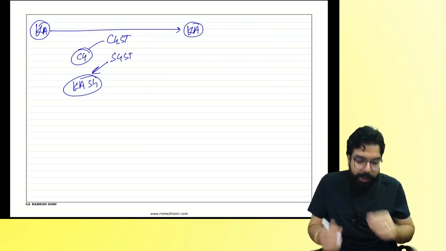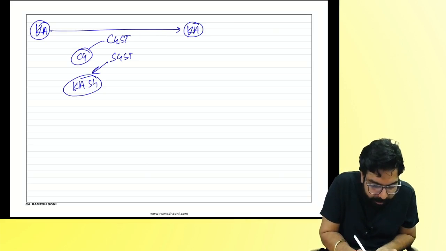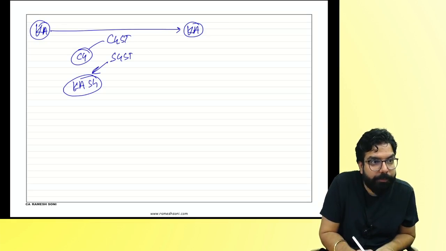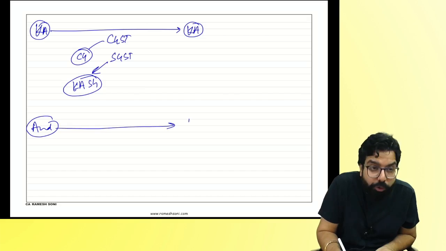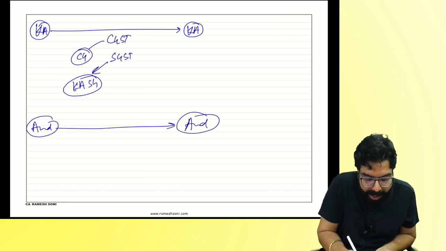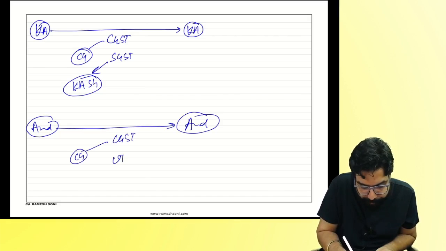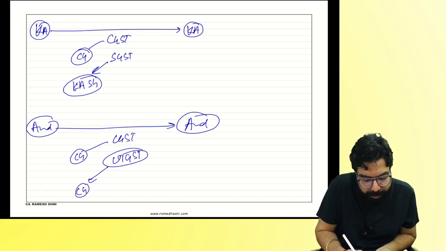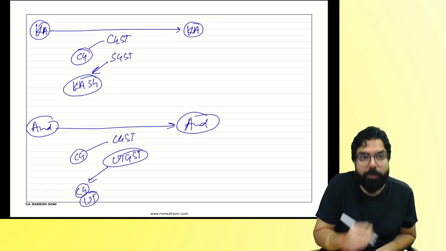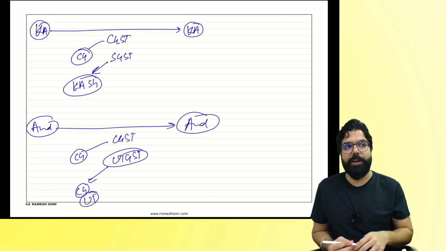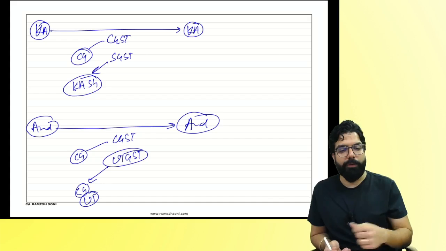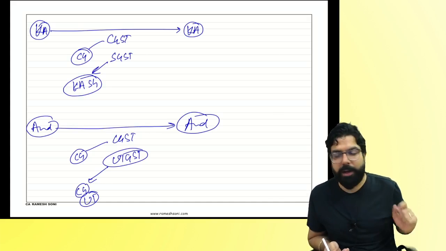Suppose I am in the state of Andaman, and I sell goods to a person in Andaman. I will charge him CGST, which will go to the central government, and I'll charge him UTGST, which will go to the central government only, but the central government will use it for the benefit of the union territory. Which union territory? The destination union territory. Is this point clear to all of you?